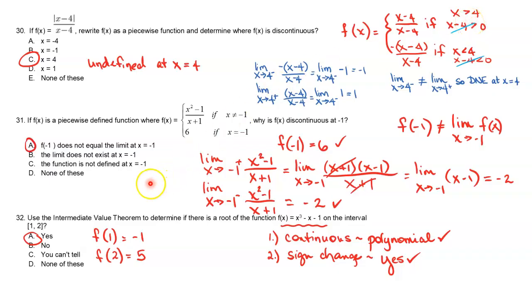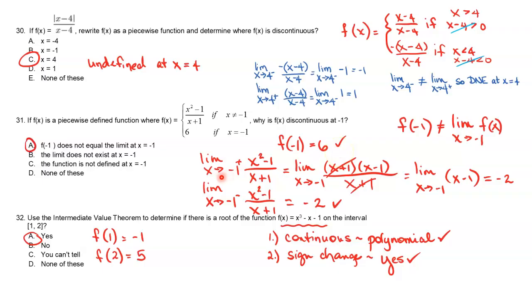All right, then for number 31. If f of x is a piecewise defined function, why is it discontinuous at negative 1? So they're telling me it is. They just want to know why it is. So let's start with figuring out step number 1. Is it defined? So when x is equal to negative 1, y is equal to 6. So yes, it is defined.